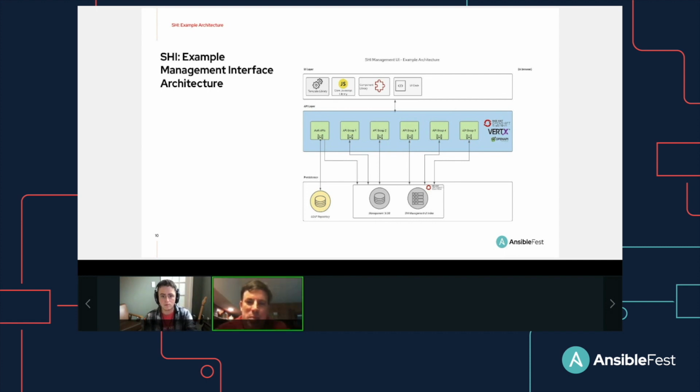Like I said, there's a lot of ways to write something like this. One way that we've seen a lot of great success with is via the Open API framework and Vertex as well. But there are, like I said, a lot of different ways to write your management interface.